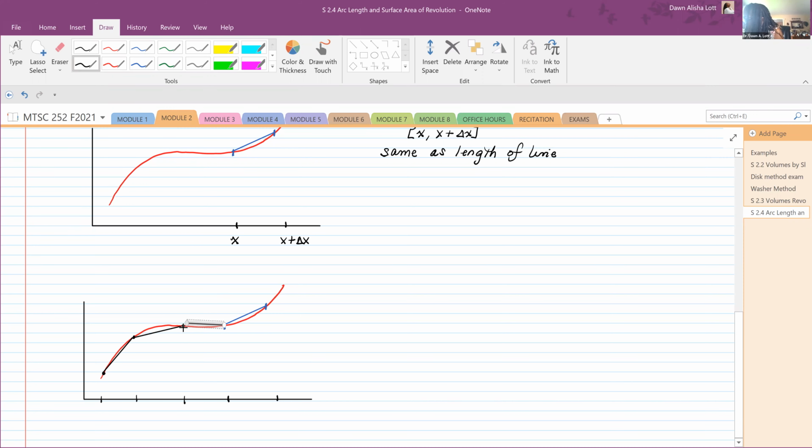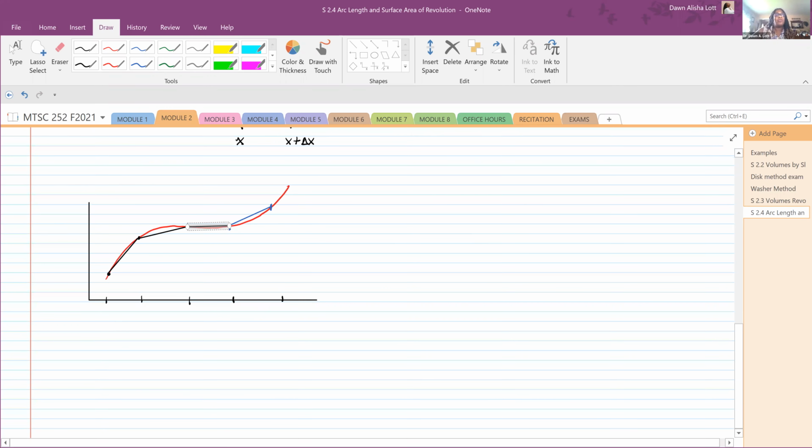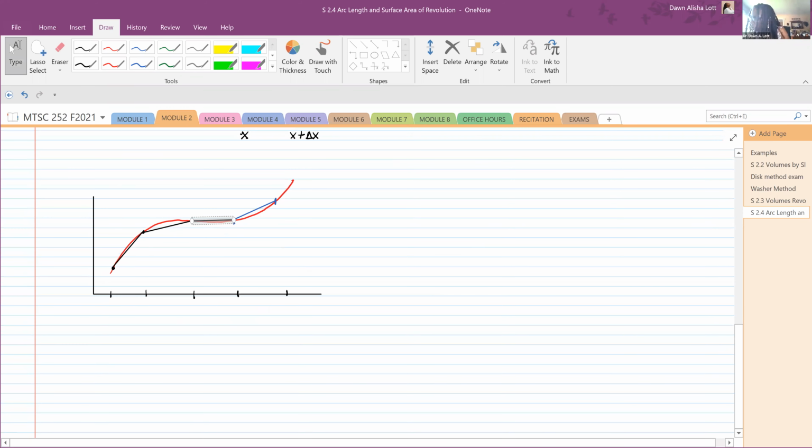As you can see, if we add all those lengths together, we get an approximation for the length of the curve. So the length of the curve is approximately the sum from i equals 1 to n, because I have n pieces, where each piece has length the square root of delta xi squared plus delta yi squared.